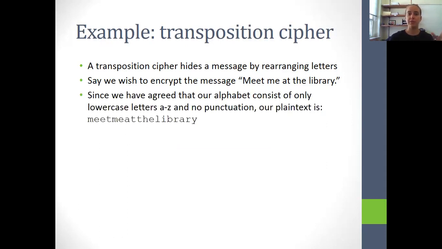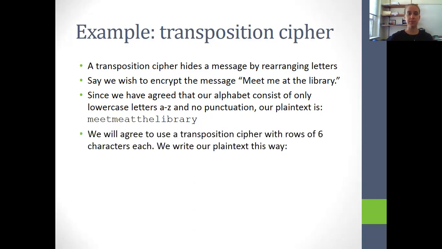So what we have to do is basically get rid of all those things. We're going to turn the capital M into a lowercase m, get rid of the spaces, and get rid of the period. So this is what we call our plain text now, which is meetmeatthelibrary, all lowercase, no spaces, no punctuation. All right. So it looks a little bit different than the actual message that we want to send, but we can still read it. We know what it says. All right. So we have our plain text message.